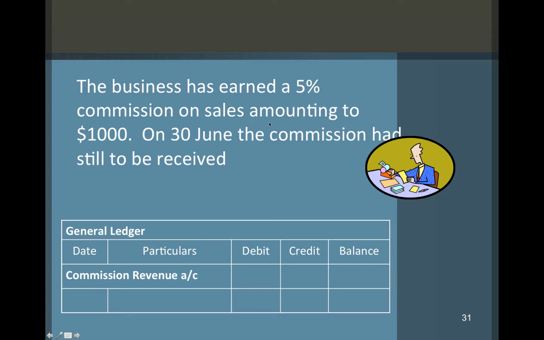So here's what the ledger is going to look like for commission. There is no commission revenue account because we haven't received the commission yet. And that is a possibility with all of these balance day adjustments. Well, not all of them, but those that represent accrued revenues or accrued expenses. We may not actually have an account in the ledger relevant to that revenue or expense.